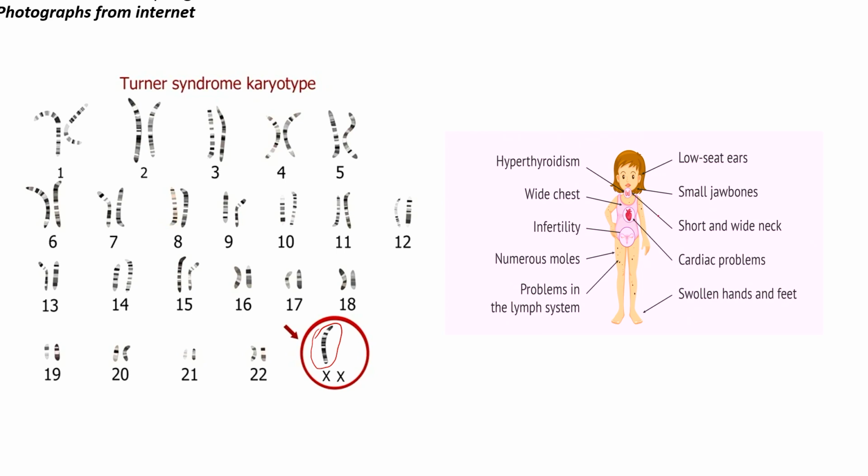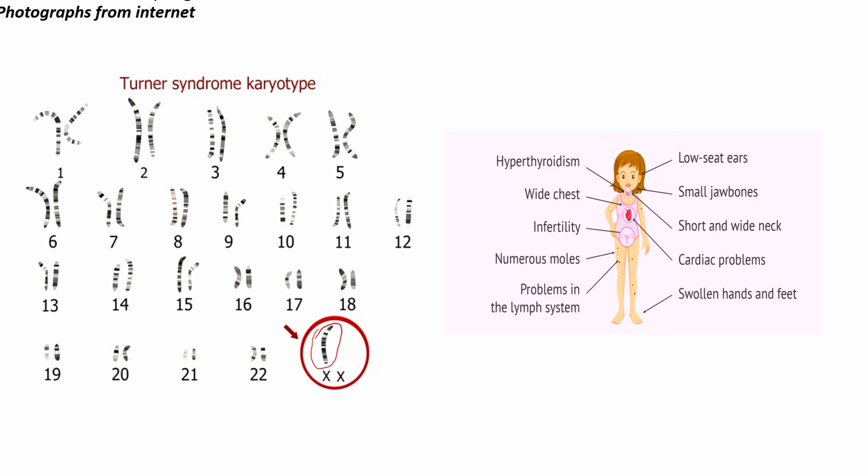And this female has certain features: hyperthyroidism, the thyroid function is hyper, wide chest, and the nipples are far apart on both sides of the chest, infertility, rudimentary ovary, numerous moles present, problems in the lymph system, small jawbone, short and wide neck, cardiac problems, swollen hands and feet, and low set ears. So these are some of the features.